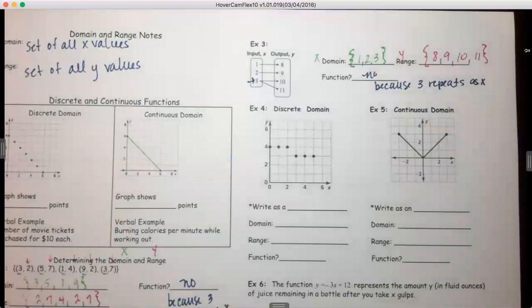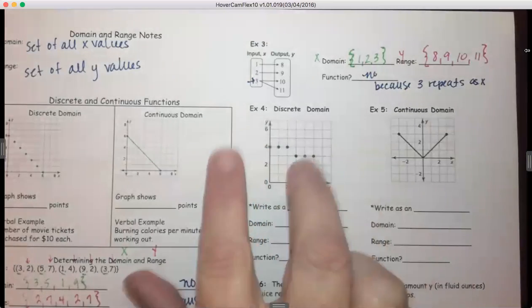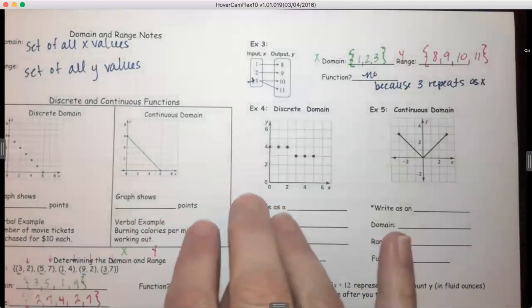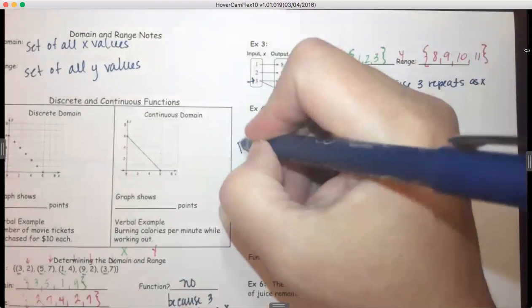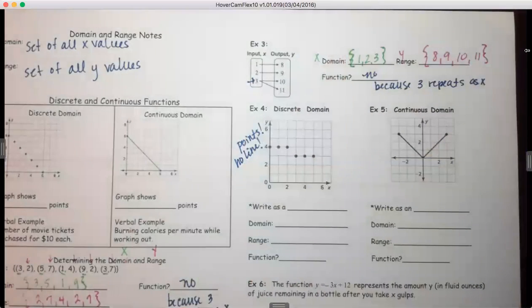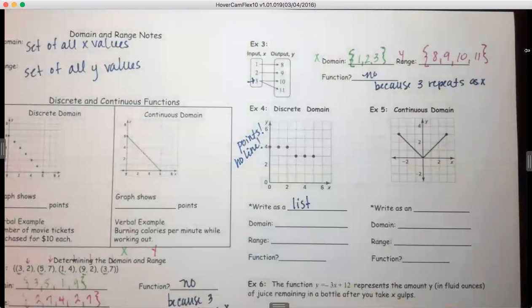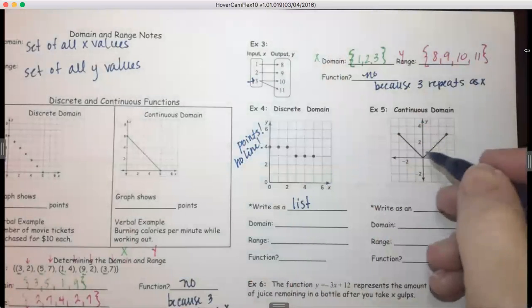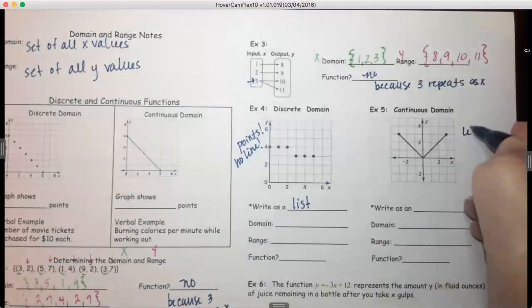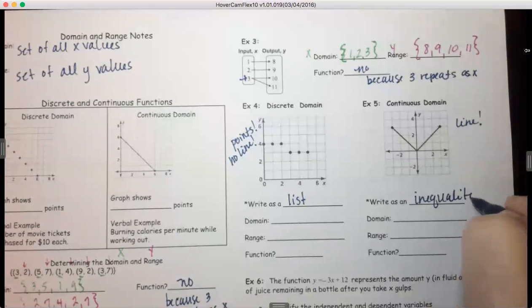Okay, when you see dots on a graph like this, points, point, point, point, point, no lines. Please do not make them a line. They are points on a graph and they need to stay points on a graph, okay? So they're points, they're not a line. We're going to write this as a list. If it is like this, where there's a line, we're going to write it as an inequality, and I'm going to show you how to do that in just a minute.